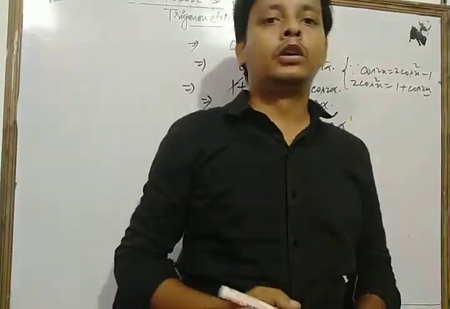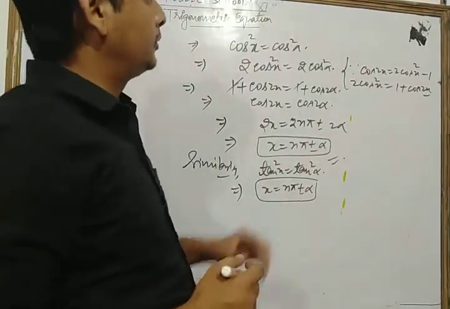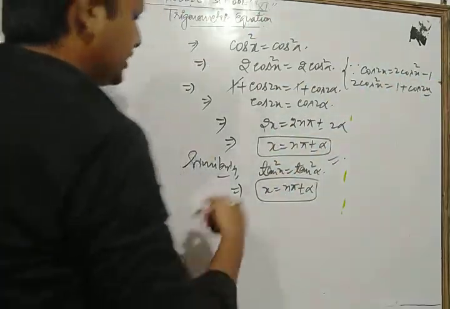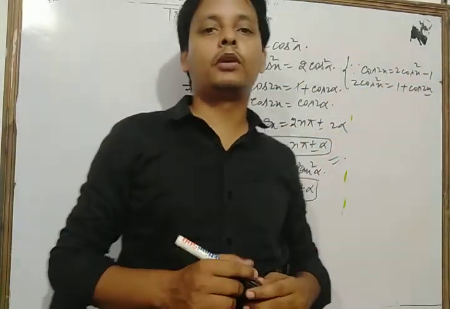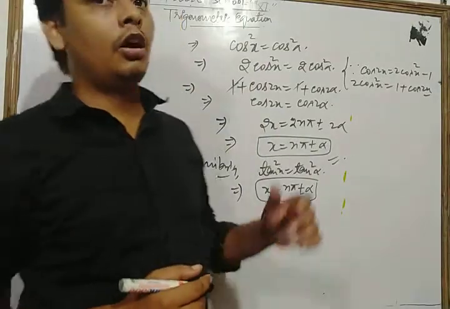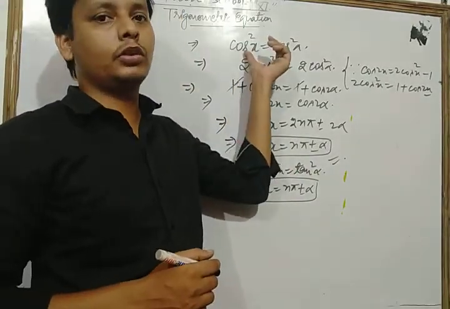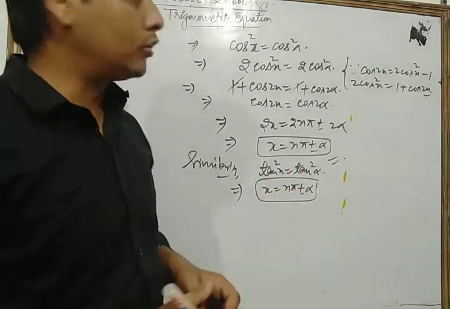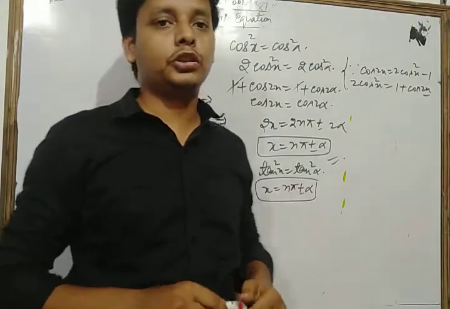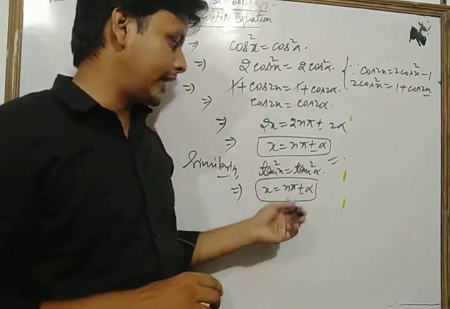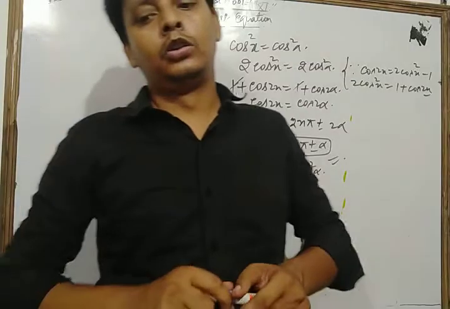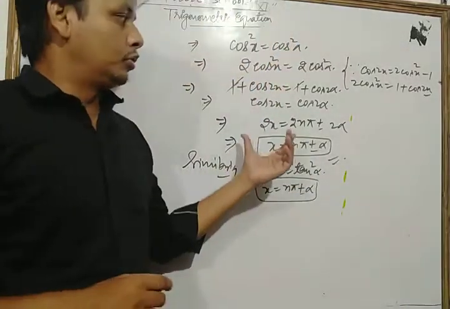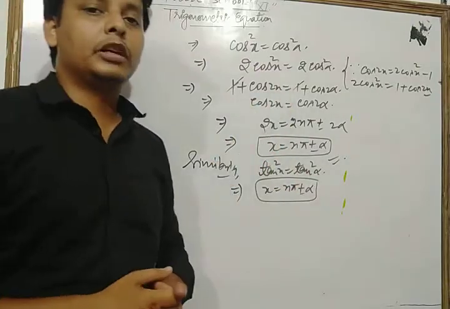So, dear students, all three types of trigonometric equation have the solution x is equal to n pi plus minus alpha. Means if the trigonometric equation is of the form sin square x is equal to sin square alpha, or cos square x is equal to cos square alpha, or tan square x is equal to tan square alpha, then the general solution of all three types is x is equal to n pi plus minus alpha. Okay, now dear students, we take some questions based on that type of trigonometric equation.